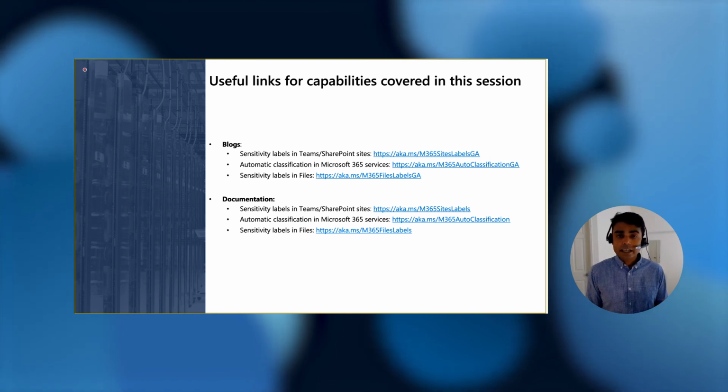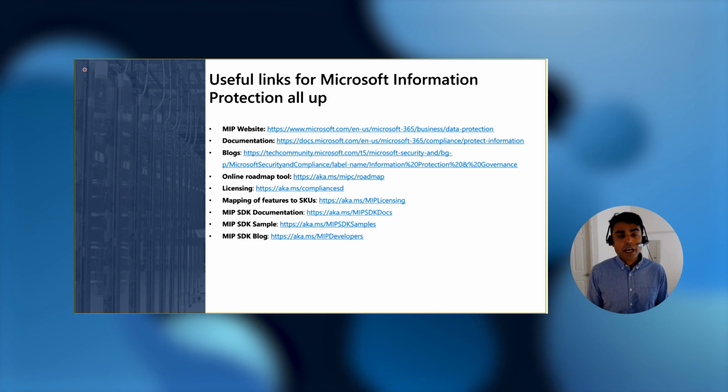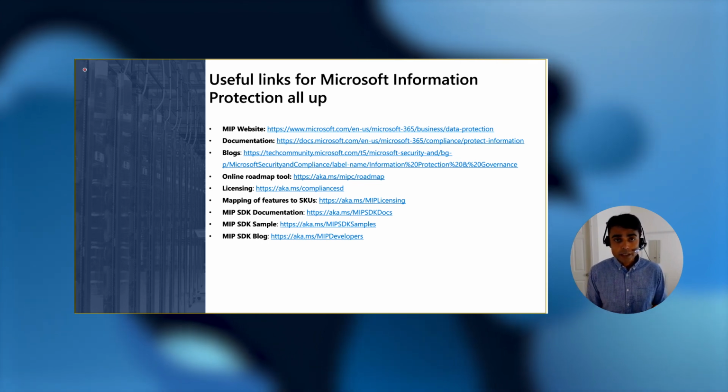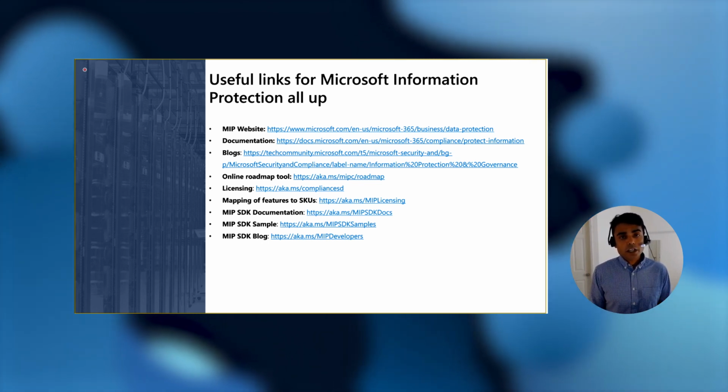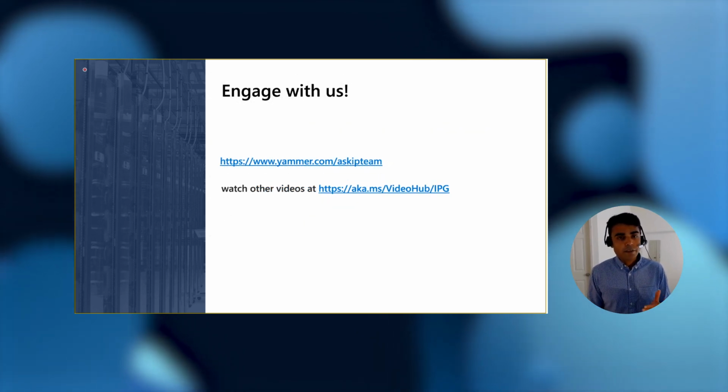Do note that currently the Microsoft Information Protection labels with encryption apply to Word, Excel, and PowerPoint files. In future, we are going to increase the scope and make it work for PDF files as well.